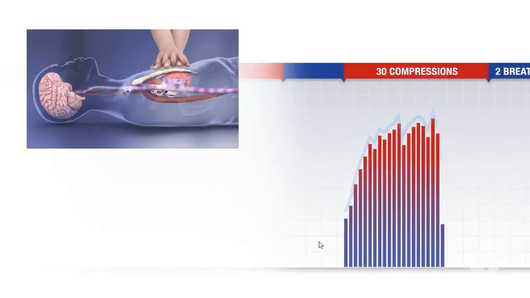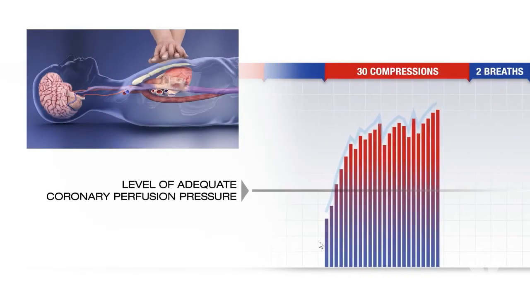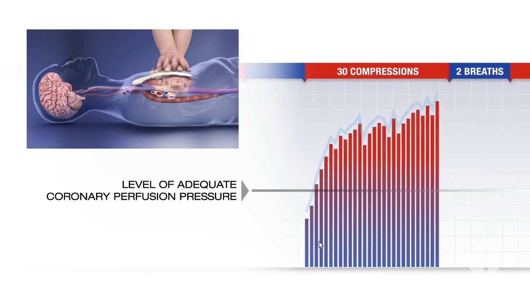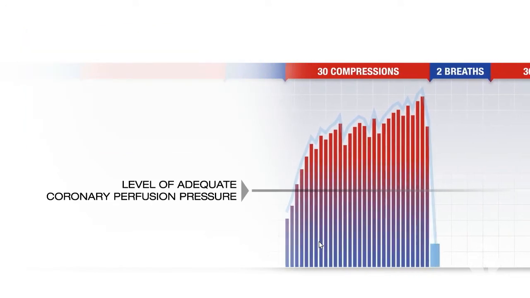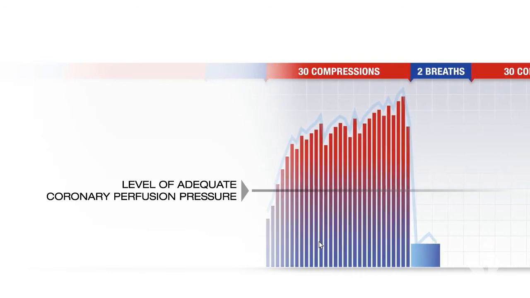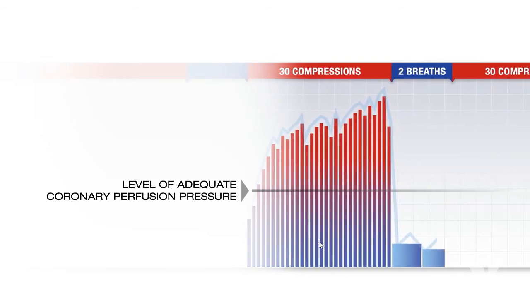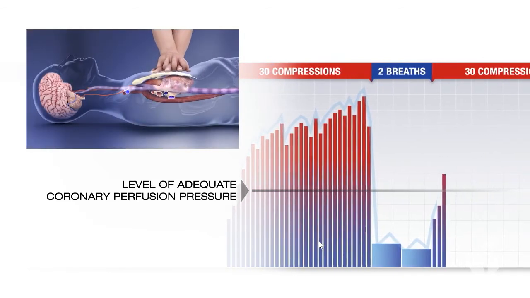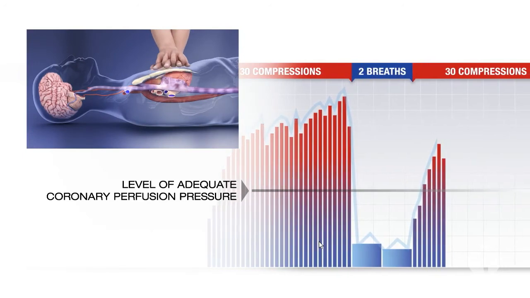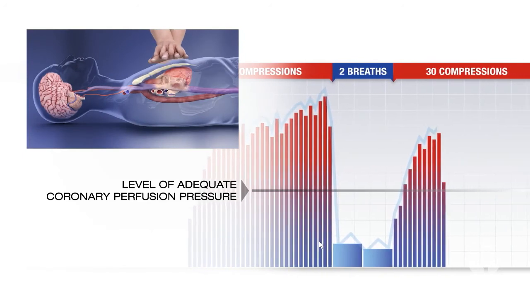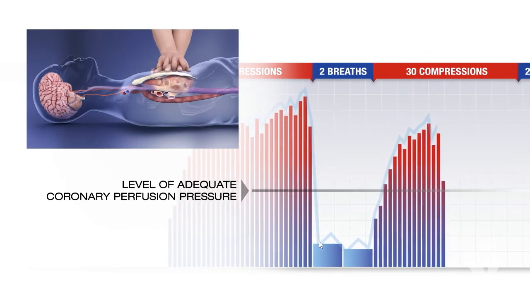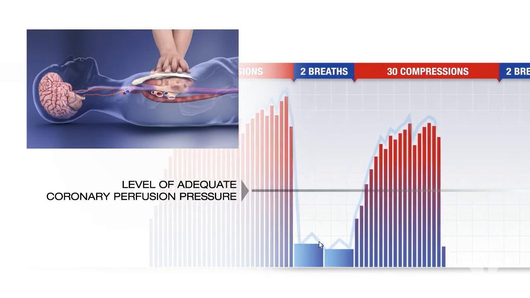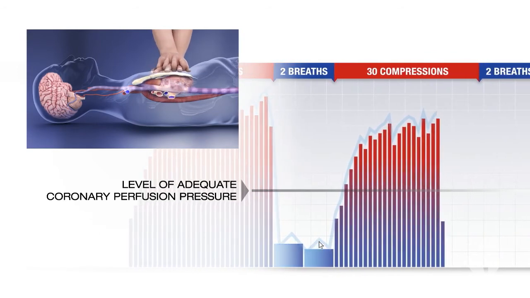It's important to minimize interruptions in chest compressions to 10 seconds or less. Each time you stop compressions, the blood flow to the heart and brain decreases significantly. When you resume compressions, it takes several compressions to increase blood flow to the heart and brain back to the same levels. So any interruption in chest compressions can result in low blood flow and minimize the chance of ROSC.